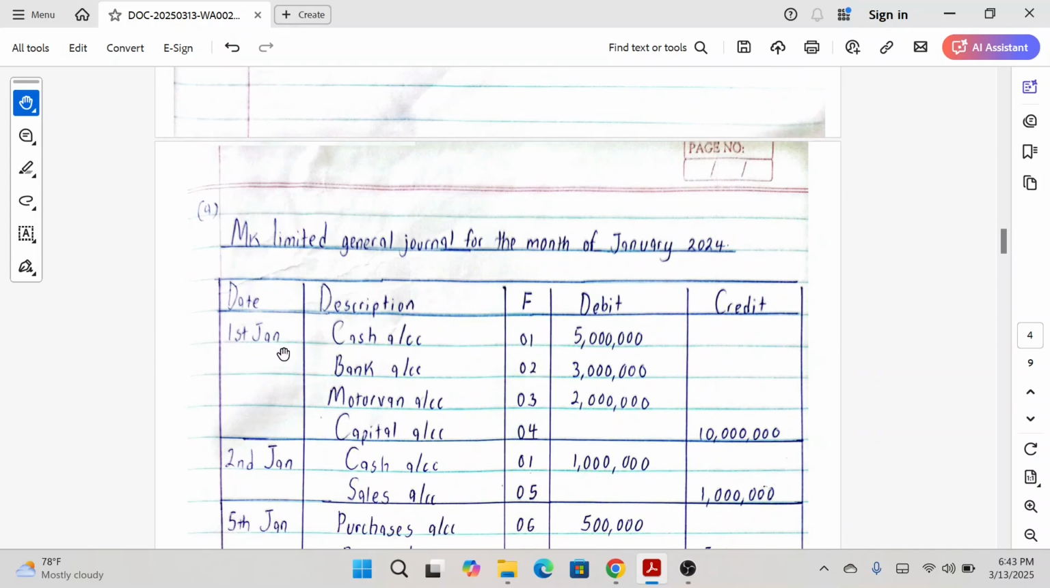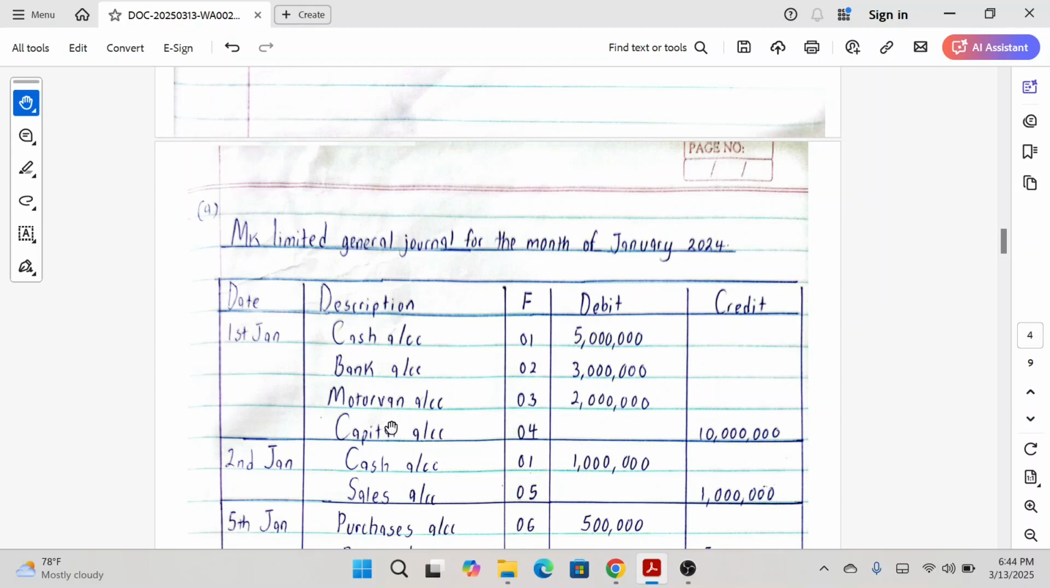Our first statement says this person started with cash of 5 million, and we know that cash is an asset, so we put it on the debit side. If you followed Alice from my previous video, cash is an asset, so you put it on the debit side, and I told you that assets increase by debiting. Since cash is coming in, we debit it by 5 million. Then bank is also coming in and it's an asset, so we debit it by 3 million. And motor vehicle is coming in and is also an asset, so we debit it by 2 million.